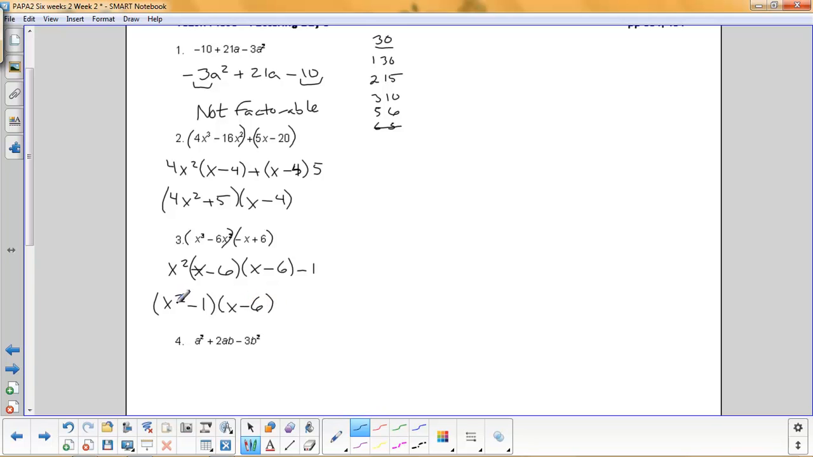Look for those factoring shortcuts. There's the difference of 2 squares. Remember, 1 is the smallest perfect square. So this factors out to be x minus 1 times x plus 1. And then x minus 6 remains. Completely factored, you have to have those 3 binomials.